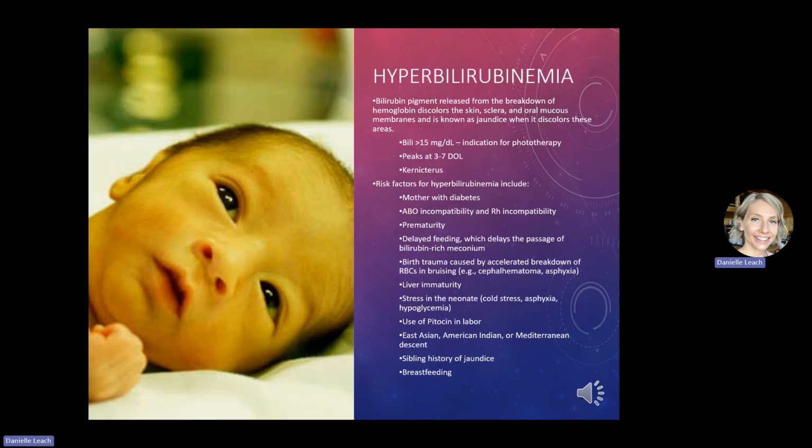Again, liver immaturity, any stress to the neonate. So were they cold at birth? Did they suffer from asphyxia? Did they have low blood sugar? Did they use Pitocin in labor? Some ethnicities are more prone to hyperbilirubinemia, a sibling history of jaundice, and breastfeeding.